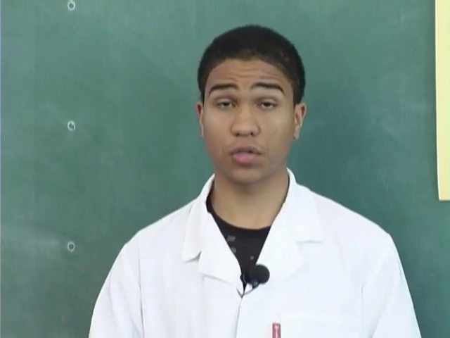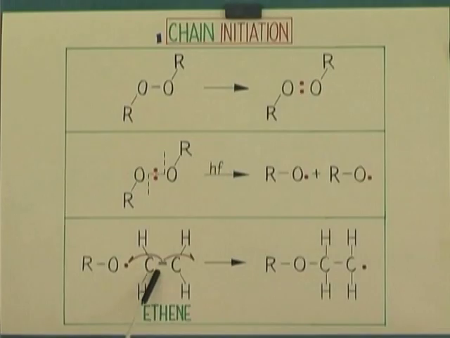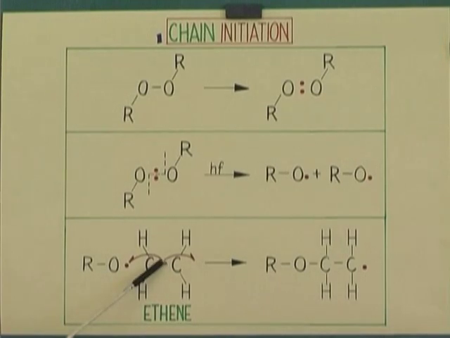Chain initiation continues when this free radical bonds with ethene to form a new free radical. One of the covalent bonds in ethene is broken when one electron of the shared pair joins with the unpaired electron of the free radical to form a shared pair or a new covalent bond, while the other electron of the shared pair moves to the terminal carbon atom to form the new free radical.